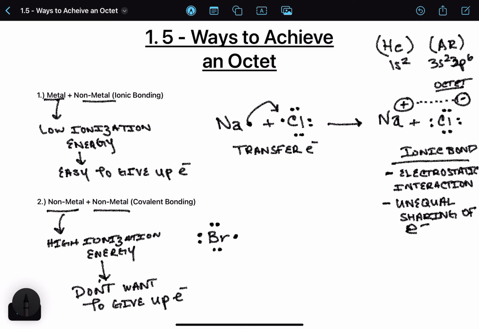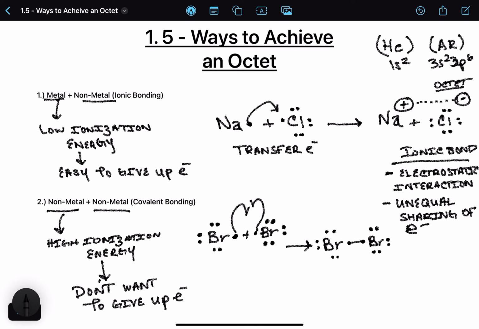look at bromine as an example, and we'll add it to another bromine. So bromine is in column 7 of the periodic table, so it's going to have 7 valence electrons around it. And so these two, because they don't like to transfer electrons, they don't like giving up electrons, instead they will share their electrons. And so what we'll get is a bond being formed in which those 2 electrons are now being shared.